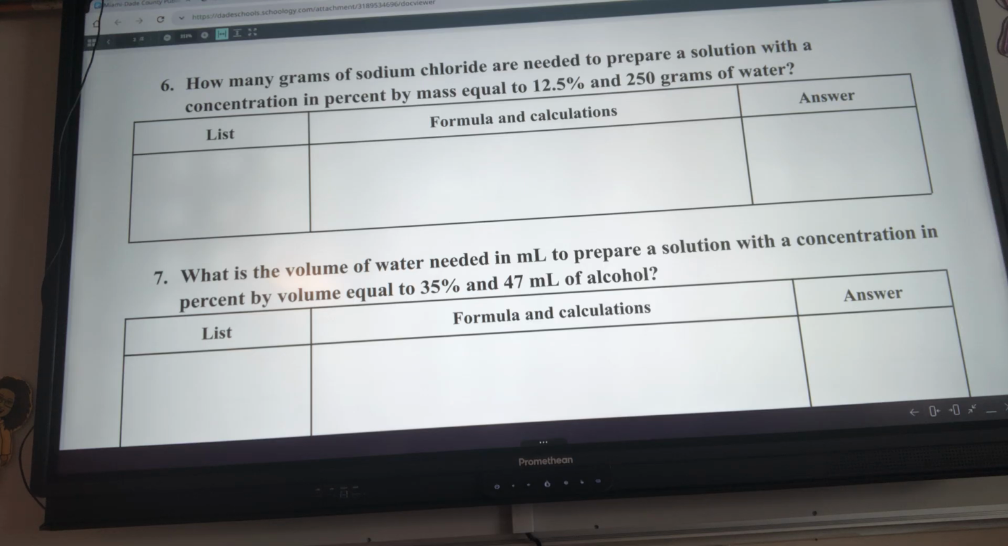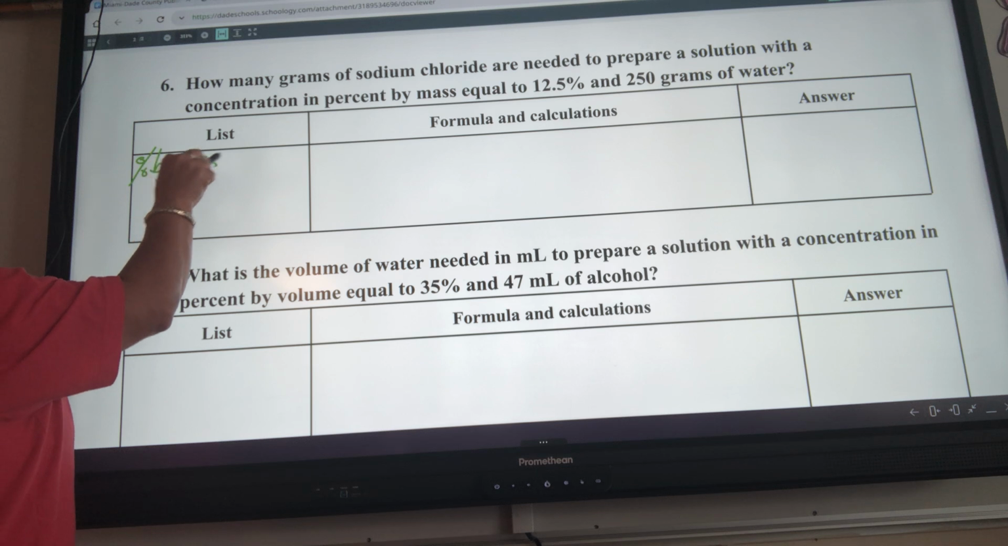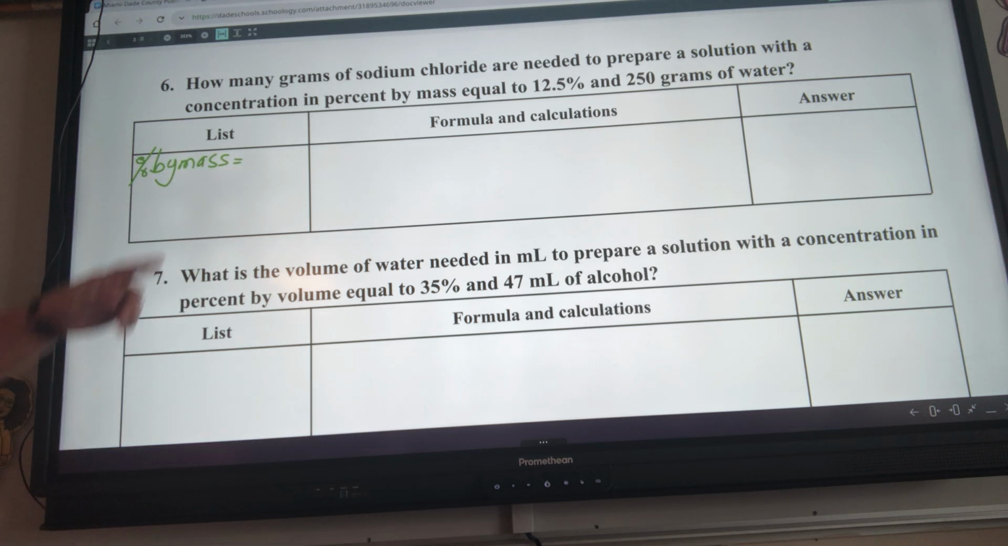Sophia, what is water? A pure substance or a mixture? Why? It's not mixed with anything. Water is a pure substance. Why is water a pure substance? So I'm going to come over here. Percent by mass. Water is not mixed with anything. So hydrogen and oxygen, they are not mixed.